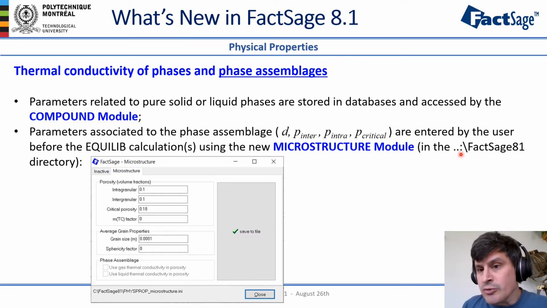You simply go to your FactSage directory, the main directory, and you will see a microstructure.exe module. Please double click on it and you will see a small simple interface appearing where you can enter the values you provide yourself, and they will apply to all different phases that are calculated. Don't forget to save to file, and this is storing the data for the upcoming calculation in a temporary file. All the other phase-related information, like the Debye temperature and the Gruneisen, which are necessary in our model to compute the thermal conductivity, are stored in the compound databases through the compound module.